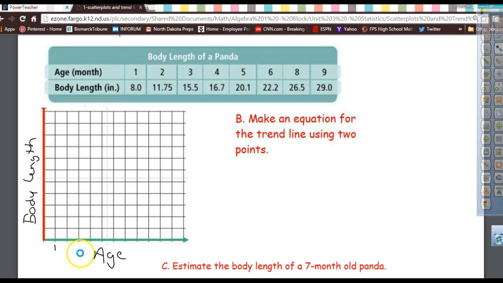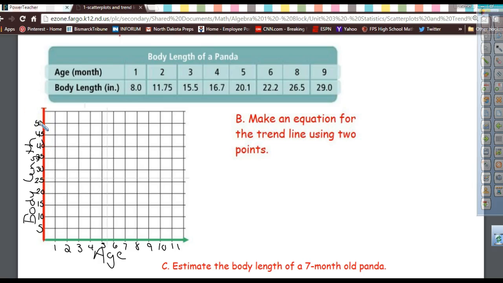1, 2, 3, 4, 5, 6, 7, 8, 9, 10, 11. Body length, should we go up by ones? Yeah, it's going to be crappy to go up by ones because we got to go all the way to 29. We don't have that much room, right? So let's go up by fives. So 5, 10, 15, 20, 25, 30, 35, 40, 45, 50.